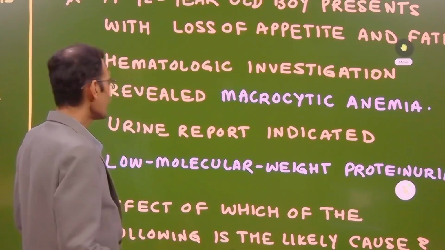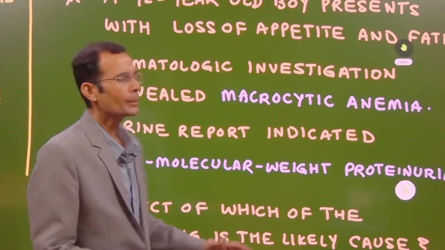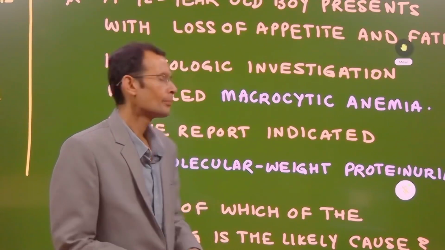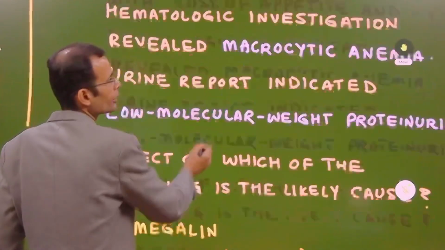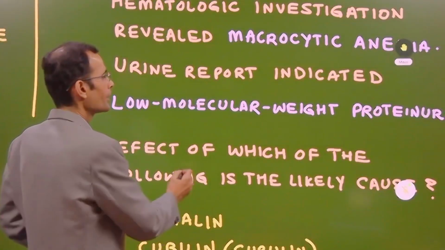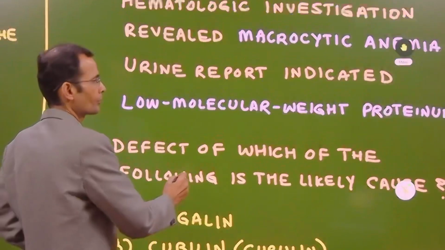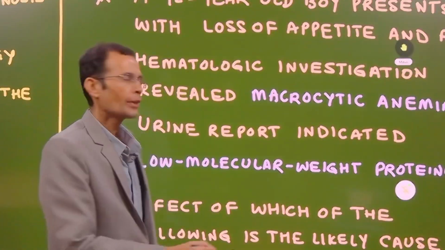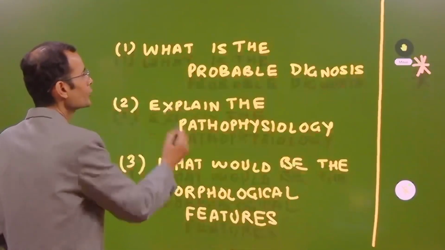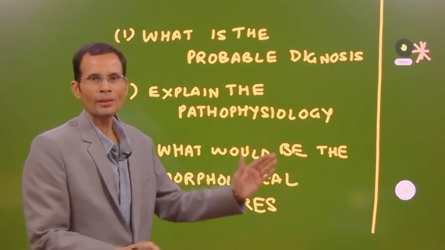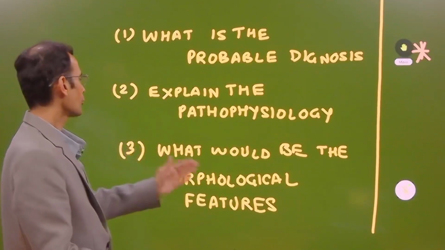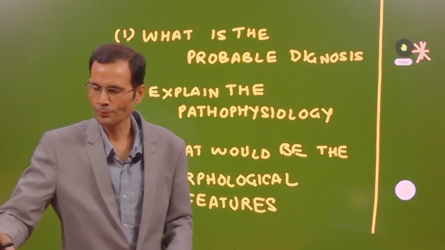And urine report indicated low molecular weight proteinuria. Now that is something unusual. Let's figure out what it means really. So defect of which of the following is the likely cause? That's the MCQ. And if it is a case asked in the first year exam, these could be the questions. What is the probable diagnosis? Explain the pathophysiology, and what would be the morphological features.